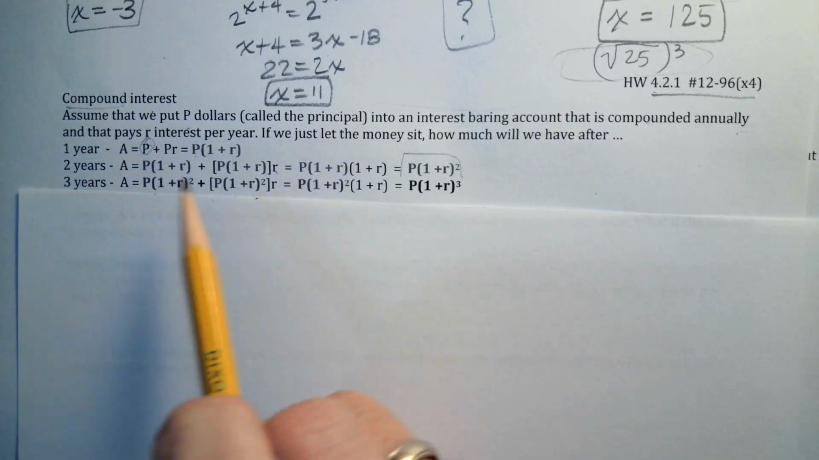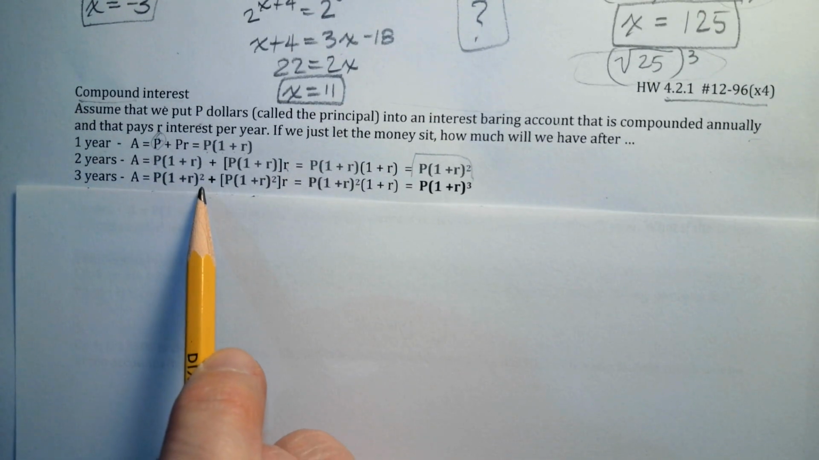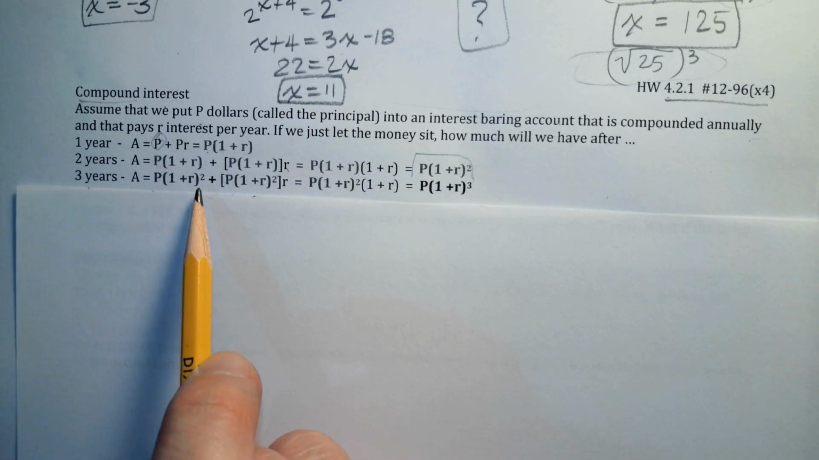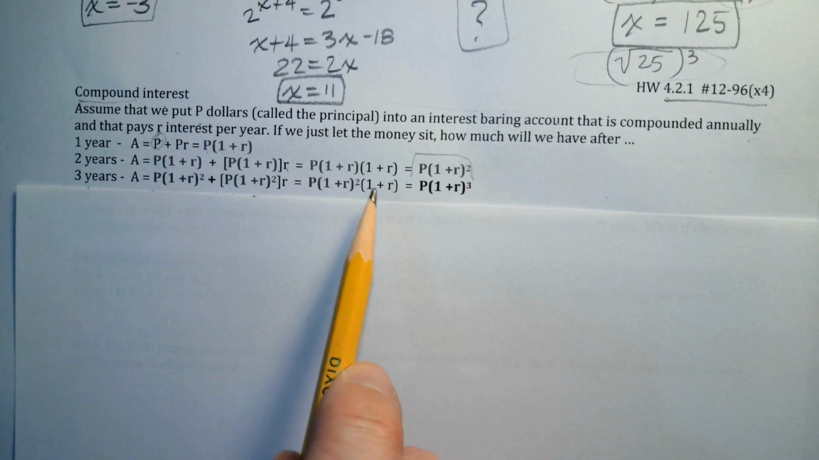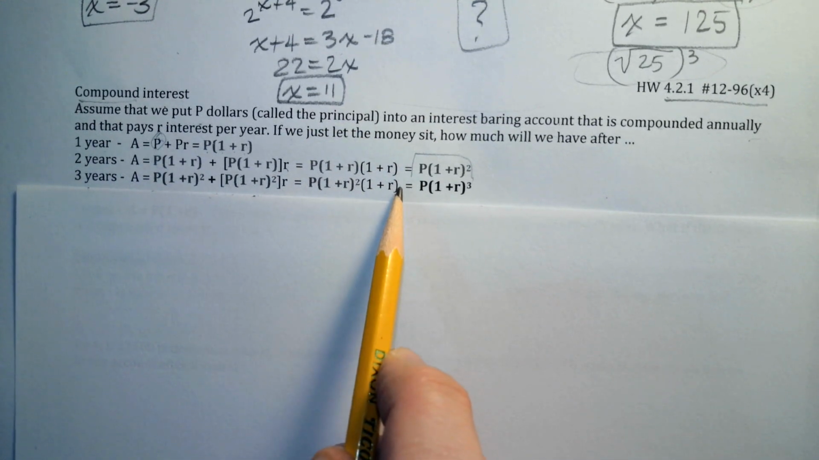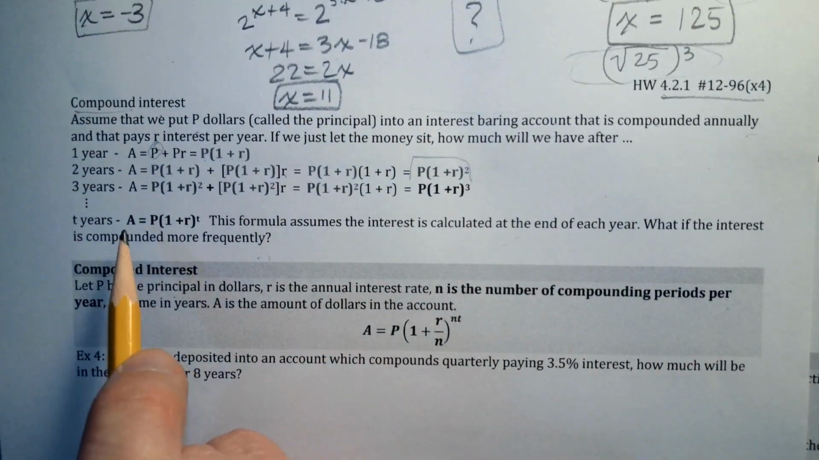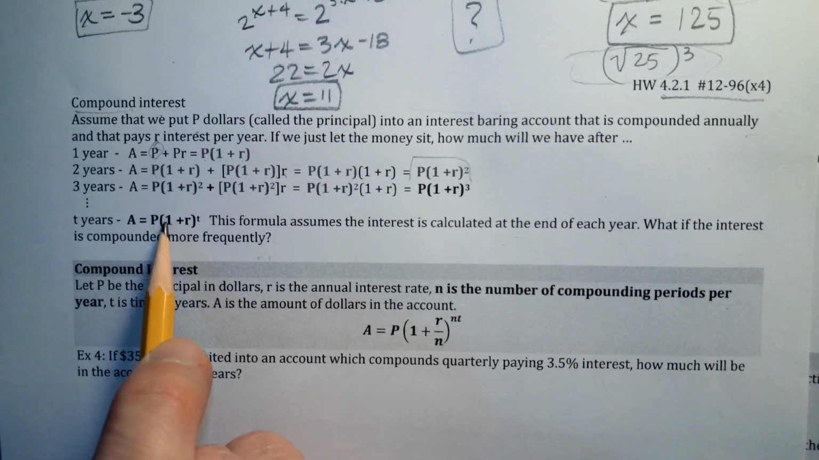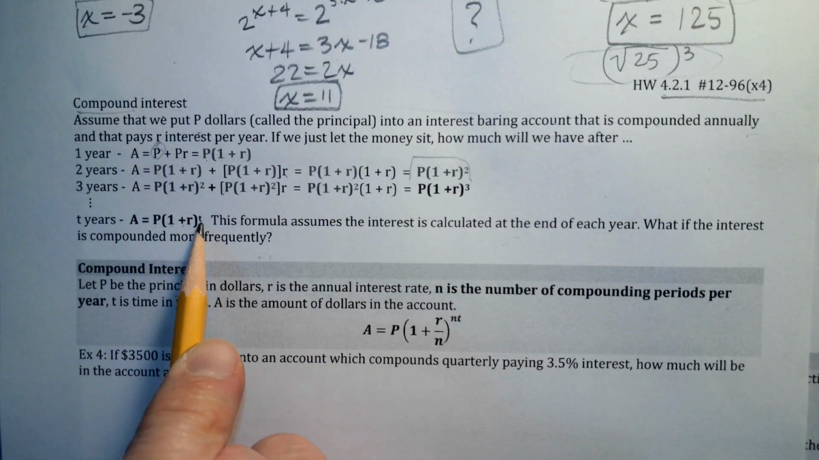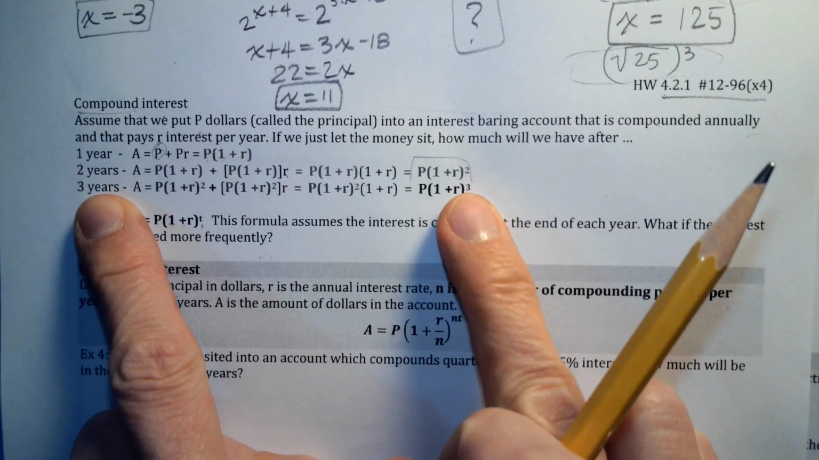And so you could see at the end of the third year, we have the original principal that started the third year, plus the principal times R. And so you can see this kind of pattern continues. We could see that this formula develops: it's P times the quantity 1 plus R raised to the T, where T is the years. Notice at the end of the third year, we have it cubed.